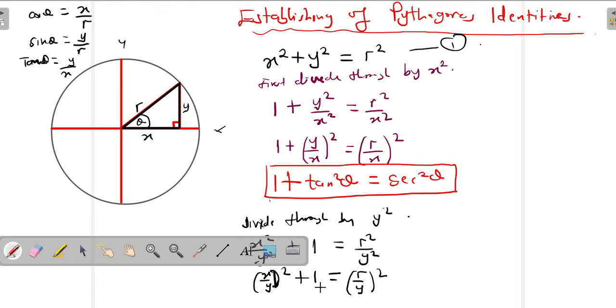So we do the same thing for this one. X over y is going to be the reciprocal of y over x, so that is going to be cot theta.